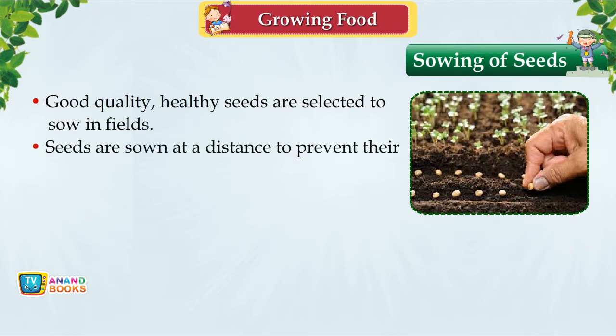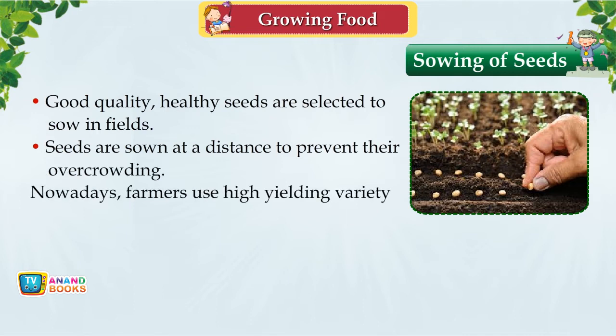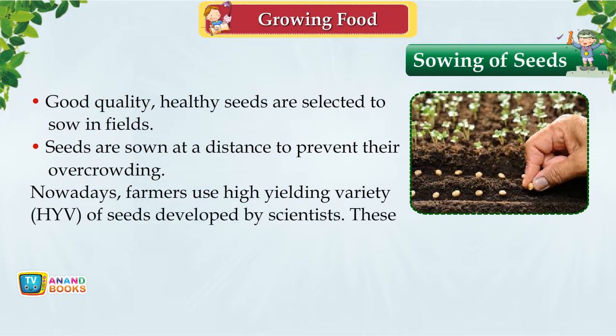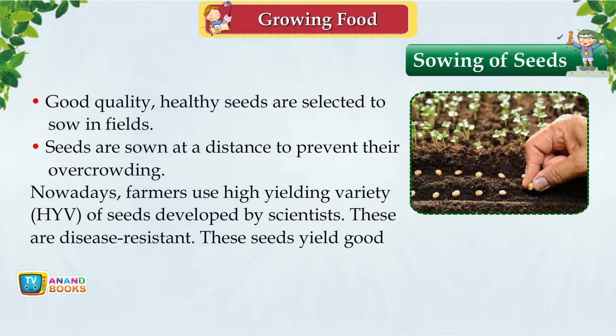Seeds are sown at a distance to prevent their overcrowding. Nowadays, farmers use high-yielding variety (HYV) seeds developed by scientists. These are disease-resistant. These seeds yield good crops, however they require more water.